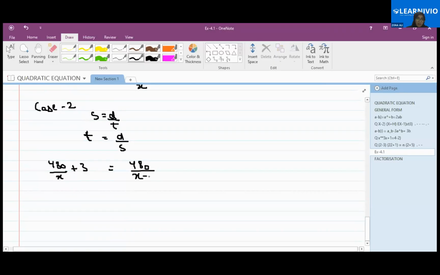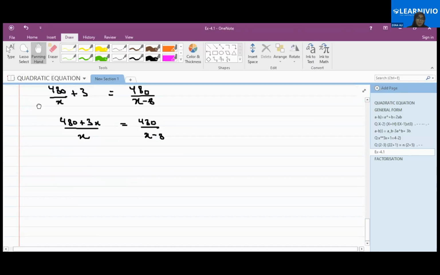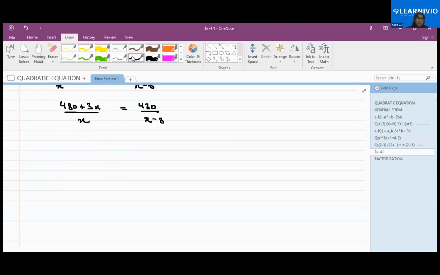First of all we will take the LCM here, and this will become 480 plus 3x upon x, equals 480 upon x minus 8. Now cross multiplying these, you have done cross multiplication earlier, right? So it will be 480 minus 3x into x minus 8 equals 480 into x.